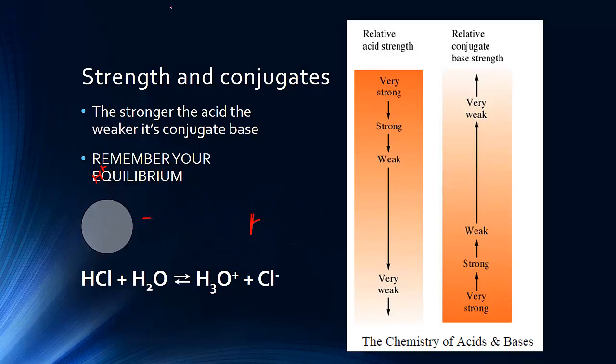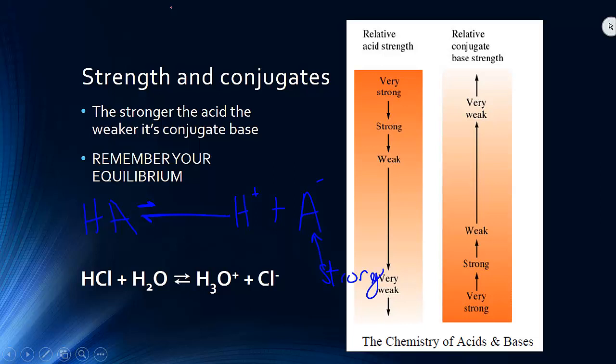In the reverse, if something is a very weak acid, that means that the forward reaction is not heavily favored. The reverse reaction is favored. A weak acid has a very strong conjugate base. So they kind of run opposite one another. If something's a strong acid, it's usually a weak conjugate base.